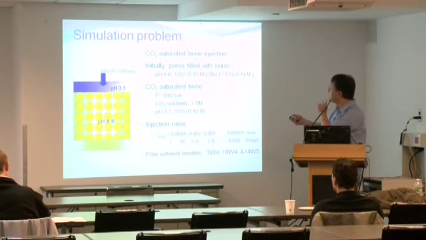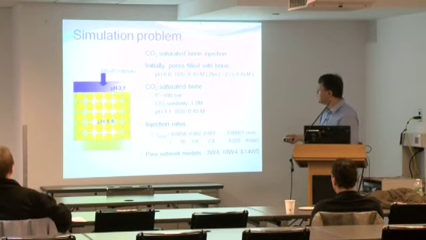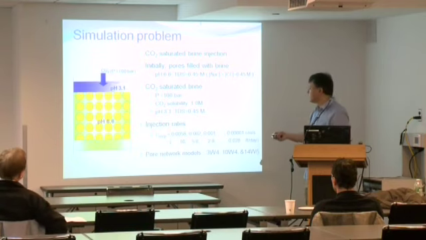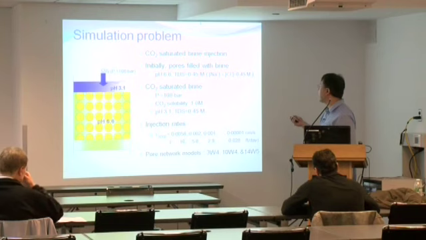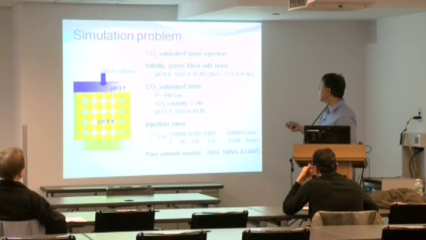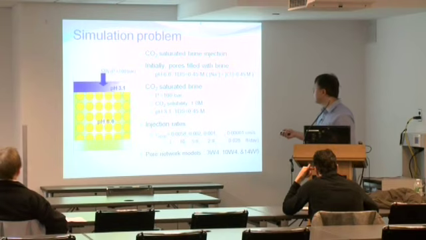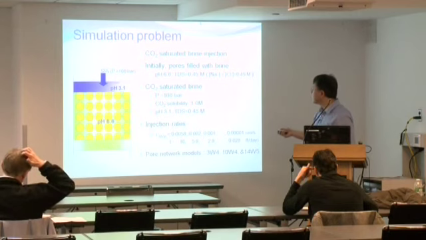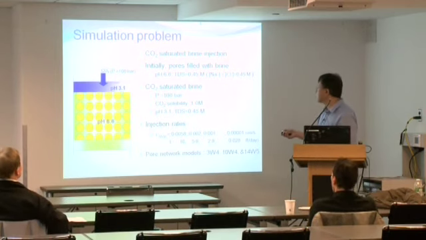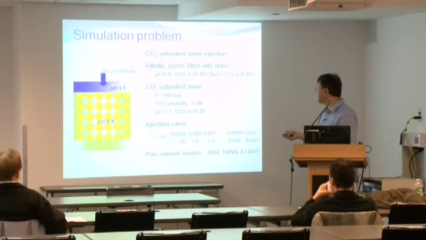And the simulation problem is the carbon dioxide saturated brine injection in pore space. Initially the pore space is filled with brine with a pH of 6.6 and the total dissolved solid is 0.45 molar. And then the injection fluid is the carbon dioxide saturated brine. It is at 100 bar. Therefore, the carbon dioxide solubility is 1.0 molar. Some of this dissolved carbon dioxide changes to carbonic acid, so this injection fluid is acidic. The pH is 3.1, and the total dissolved solid is this value.